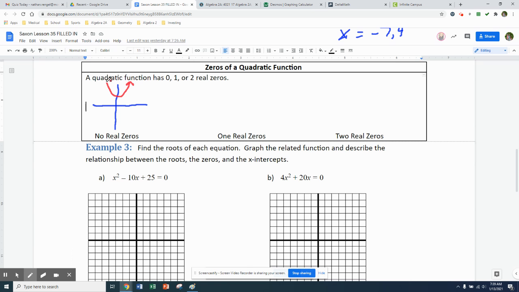So no real solutions would be a quadratic that would look like so. It's not going to come down. It's not going to ever hit the x-axis. It's just going to turn, go the other way. No real zeros, no real solutions for that one.